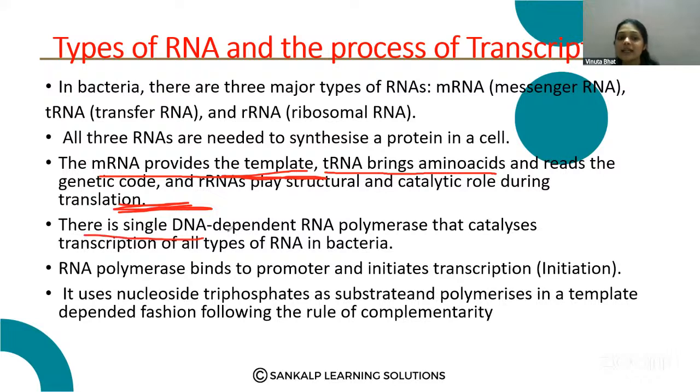There is a single DNA dependent RNA polymerase that catalyzes the transcription. RNA polymerase binds at the promoter and initiates the transcription. Look, in eukaryotes there are 3 steps in the transcription. So initiation. In the initiation process, RNA polymerase binds to the promoter and initiates the transcription.